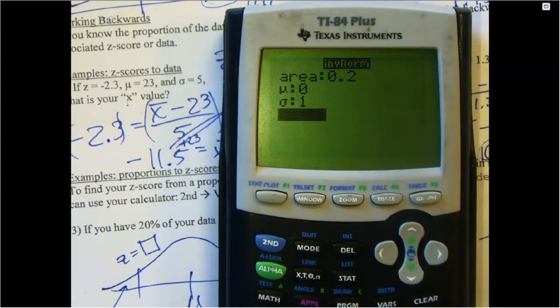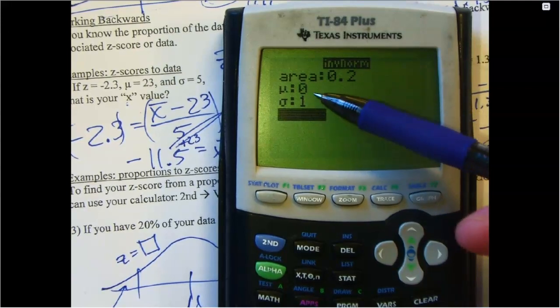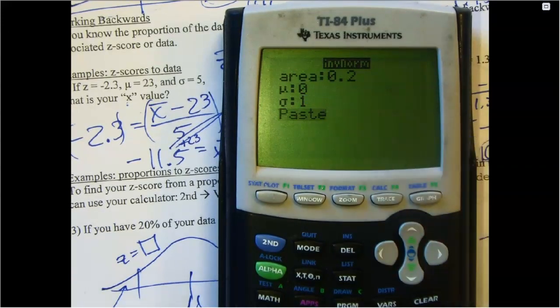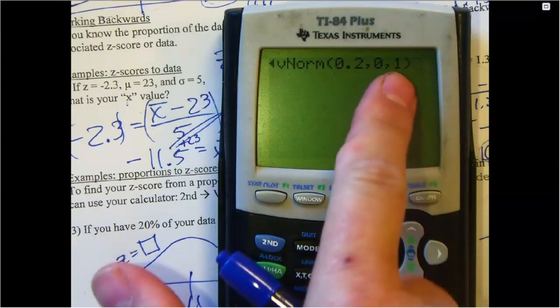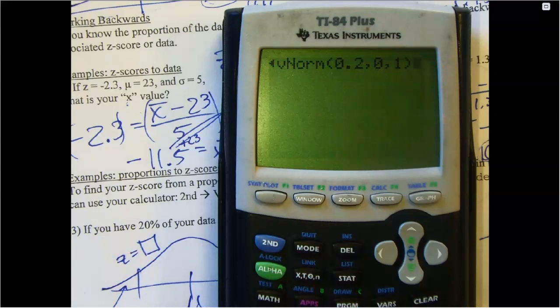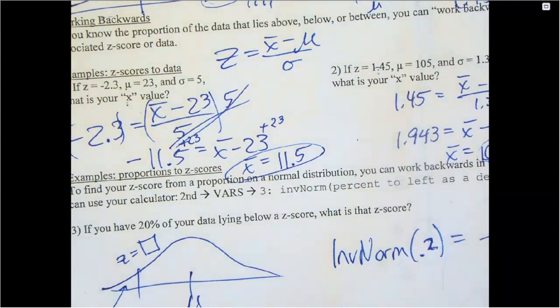So that's what you do. Area is 0.2, and then this is the default. For now, we're just using the default, so these just stay 0 and 1. And I did paste. The only difference is you have that 0 and 1 there, which is just the default. You don't have to worry about it right now, and that's the same value I got. Is that okay for 3?